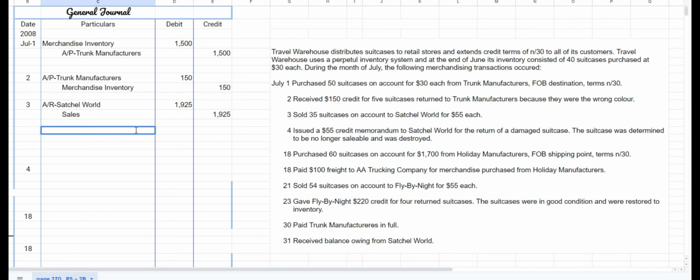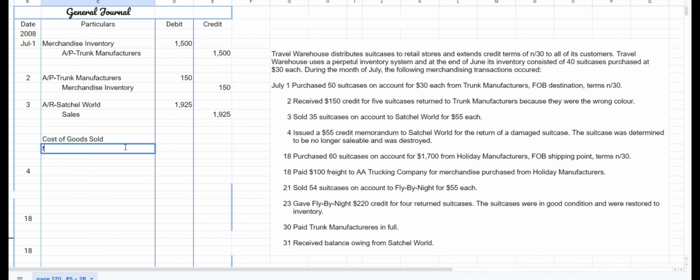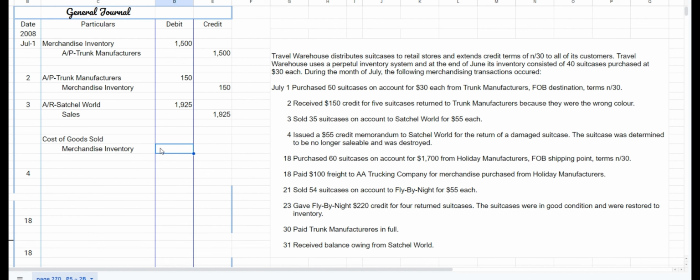And whenever you're selling something, there's two journal entries. One is just recording the sales and accounts receivable, and then the other one is recording the loss of merchandise inventory. So the debit account is cost of goods sold, and the credit account is merchandise inventory, because you're losing that when you sell it.